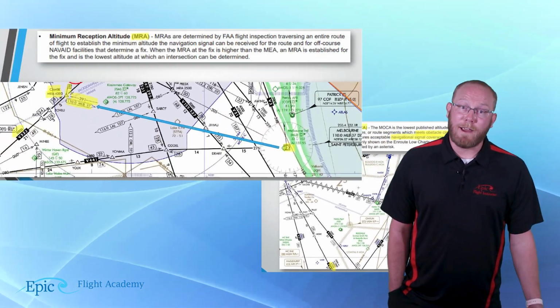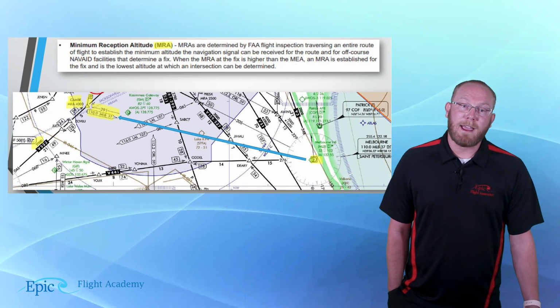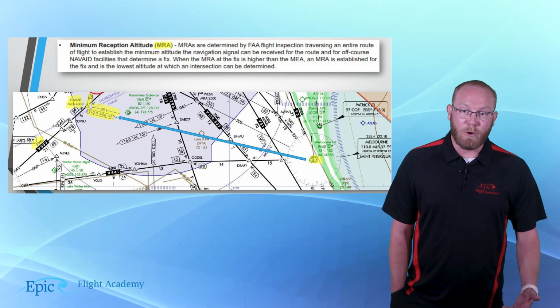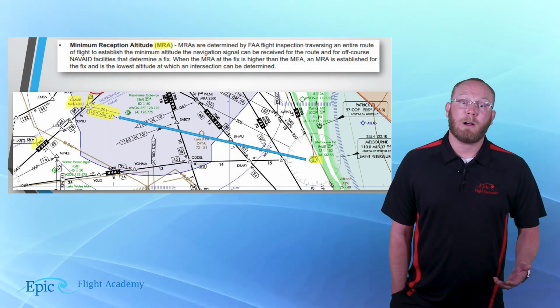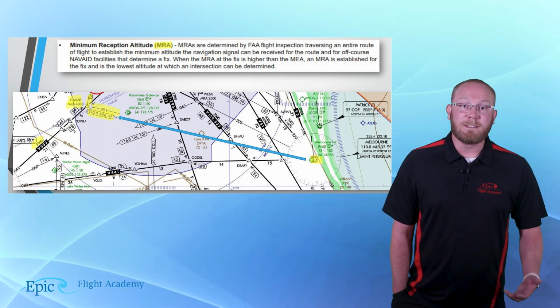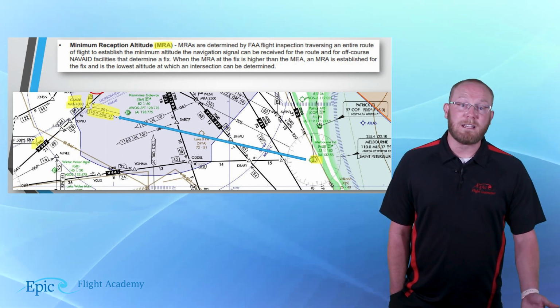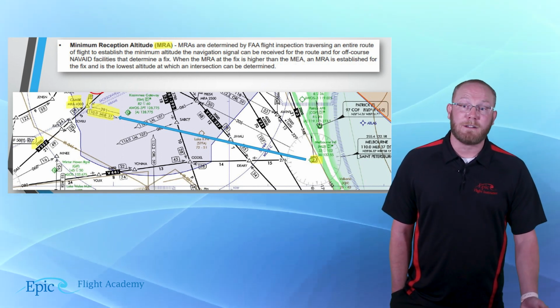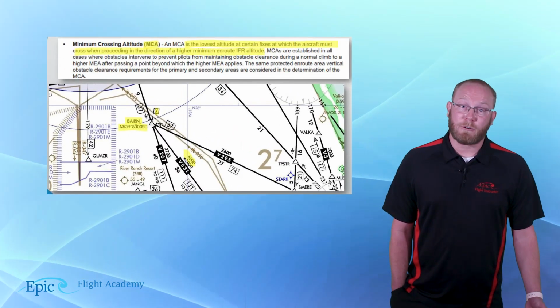Next, the MRA, or the minimum reception altitude, right? So MRAs are for when you're flying on an airway and you're going to use another nav aid facility to help determine a fixed location on that airway. So this is an altitude that you must be at or above in order to receive that second signal from a different navigation aid.